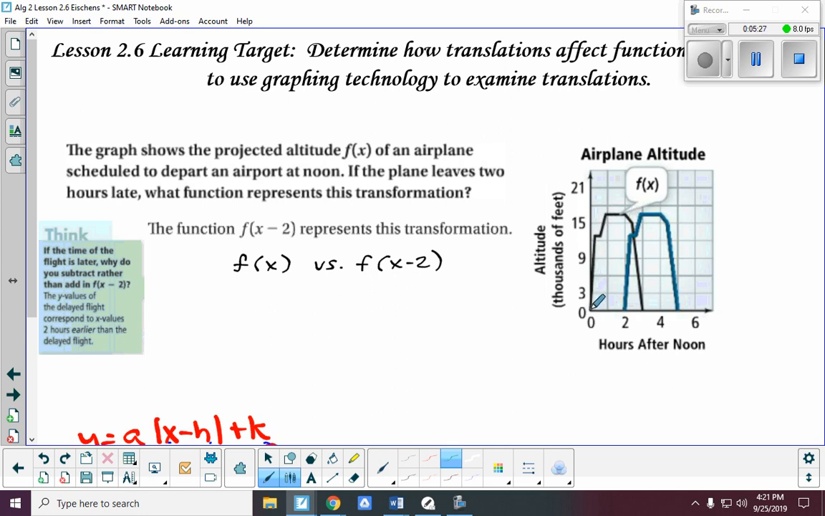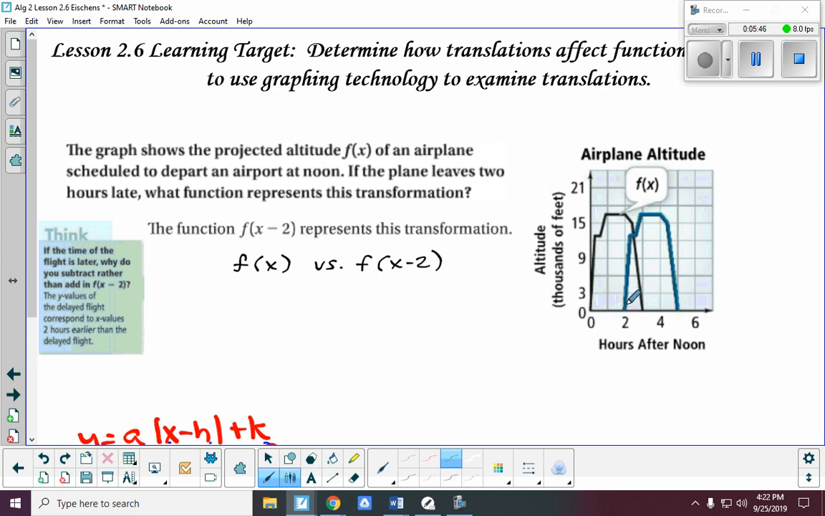And so starting at noon, so the time is 0, the altitude is 0. And it very quickly increases the altitude, levels off, goes up a little bit more, reaches its flying altitude, and then it starts the descent. If it leaves at 2 o'clock, the starting time is here.